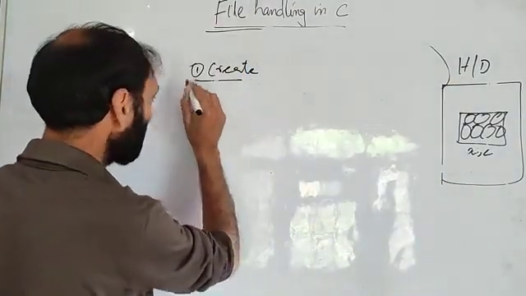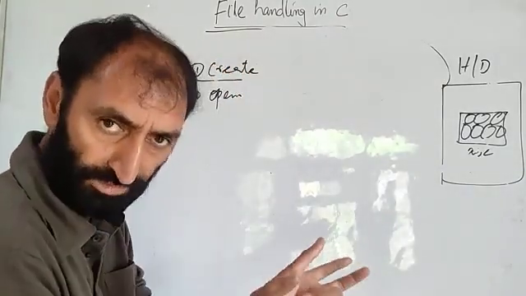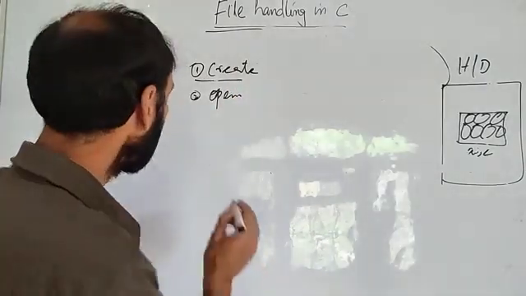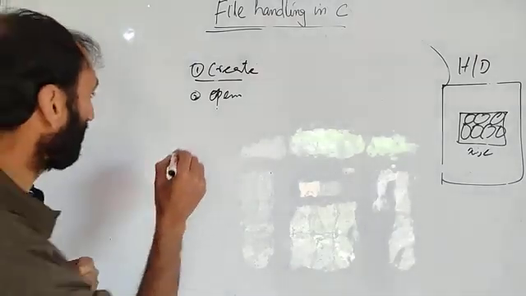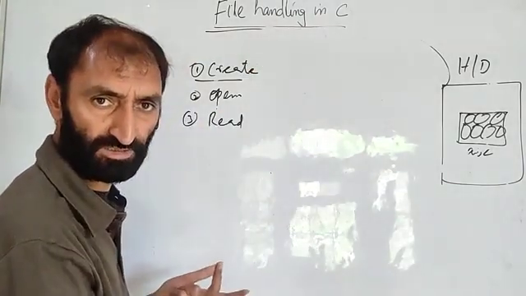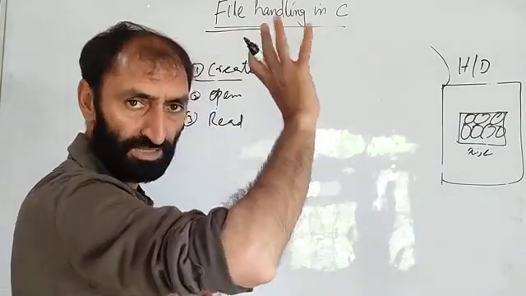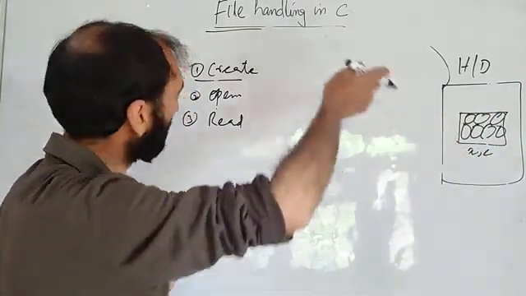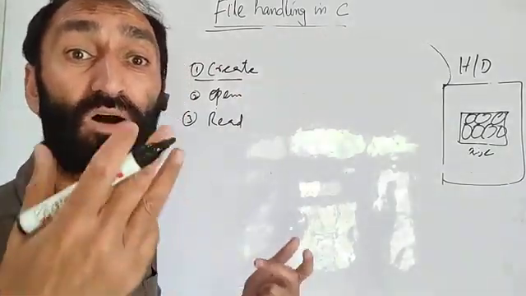Second, after creating a file, we can open that file with the help of a command. And third, after opening that file, we can read it. Read is another operation that can be performed on files. These are the commands which can be performed on files, and in order to handle these files, we need these commands. After reading, we can also write something new on those files.